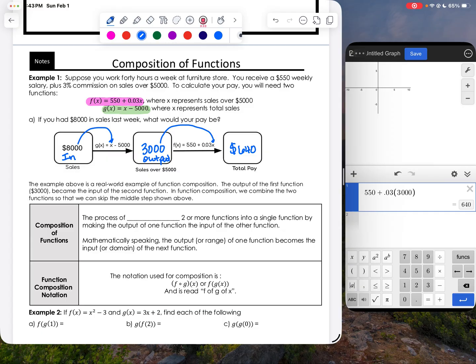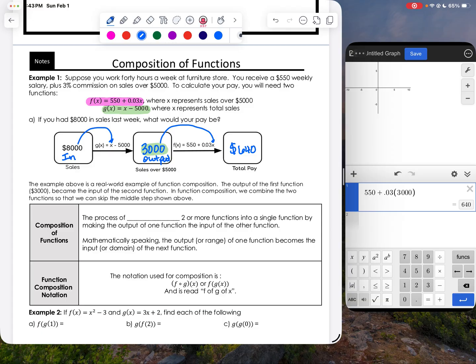So, the example above is a real-world example of function composition. The output of the first function, that was this number right here, became the input of the second function. In function composition, we combine the two functions so that we can skip the middle step shown above.